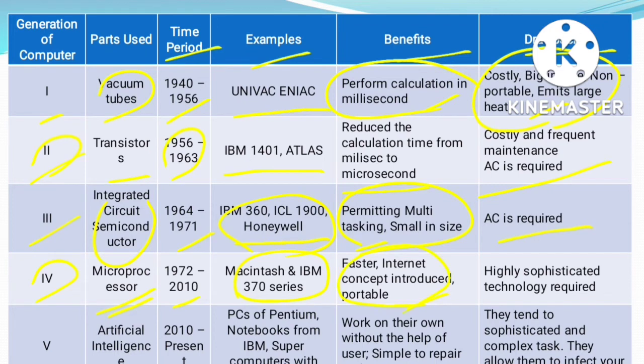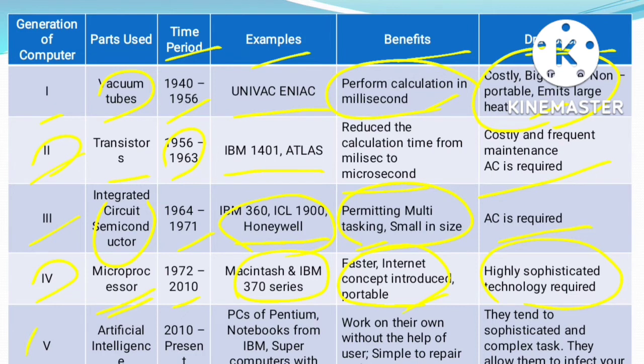What do you mean by portable? We can carry the computer with us. So this is known as portable. Then drawbacks. What is the drawbacks of this generation computer? Highly sophisticated technology is required in fourth generation computer.